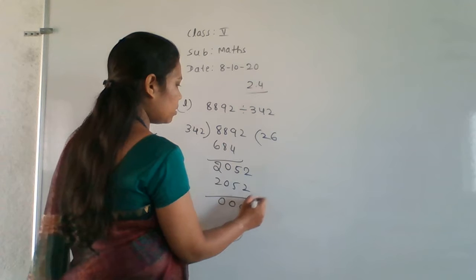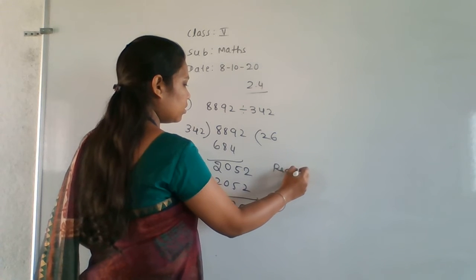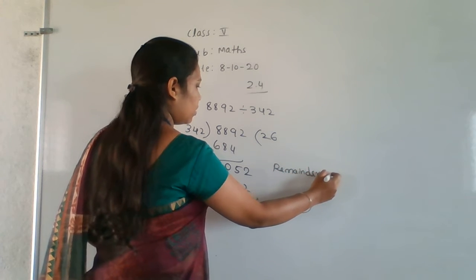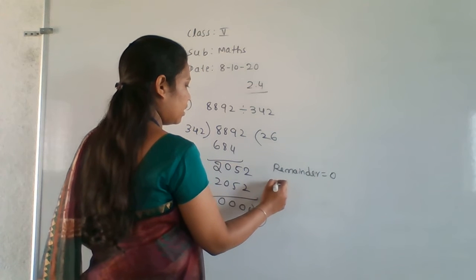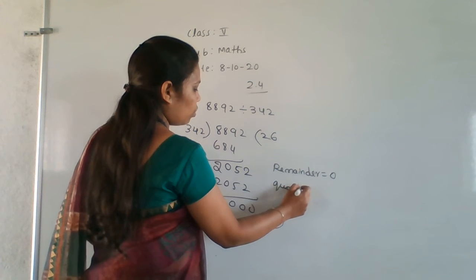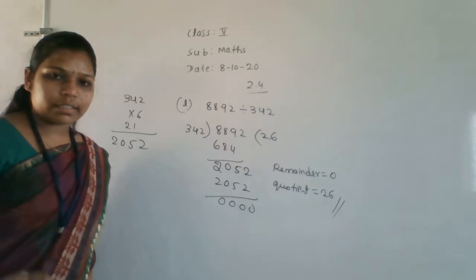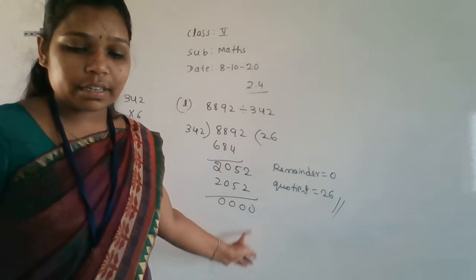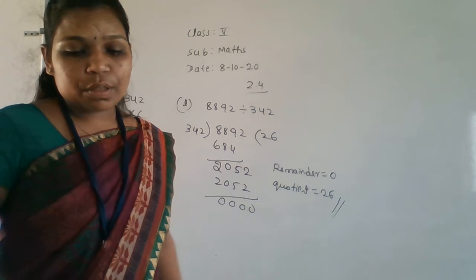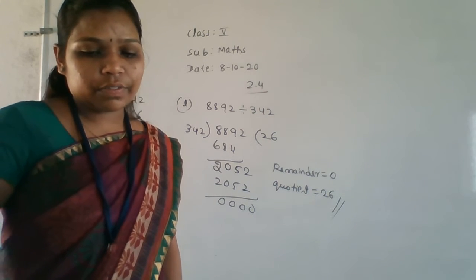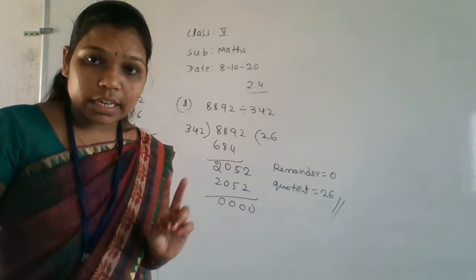So here, what is the remainder? Remainder is equal to 0, and quotient is what? Quotient is equal to 26. Quotient is 26 and remainder is 0 here. Okay, so we just completed the first one. Now go for the second one.